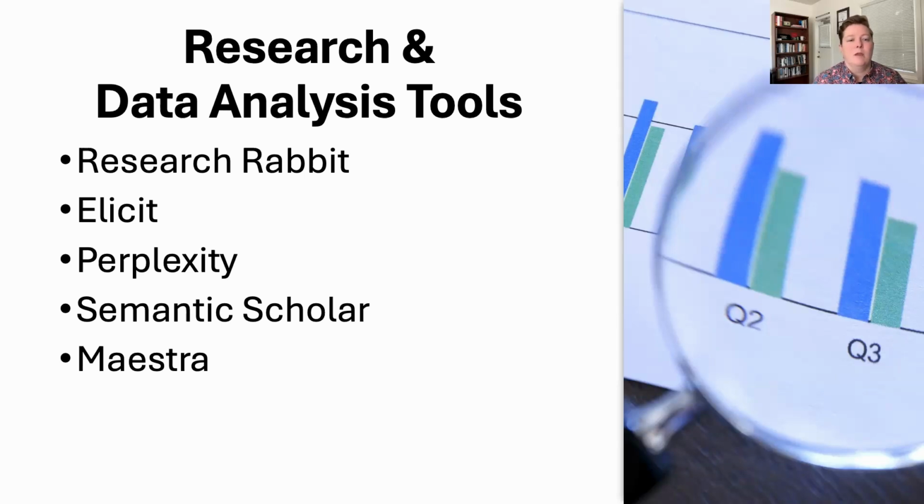Atlas.ti, there's also NVivo, I believe, but Atlas.ti is a qualitative data analysis software. So it analyzes complex textual, graphic, audio, video data. So it helps you code that data, identify themes, and generate insights from large data sets. So it's really great if you're doing qualitative data with a lot of text.